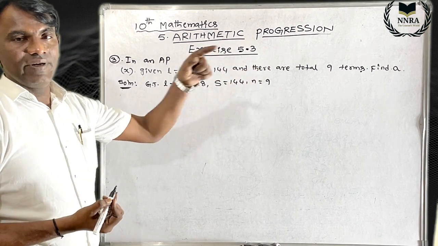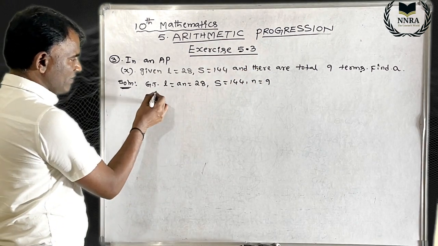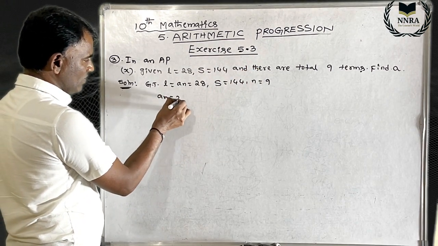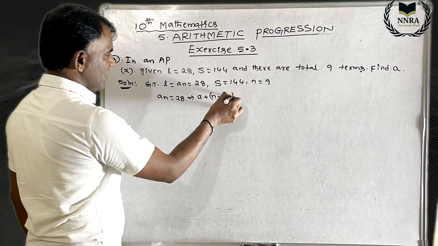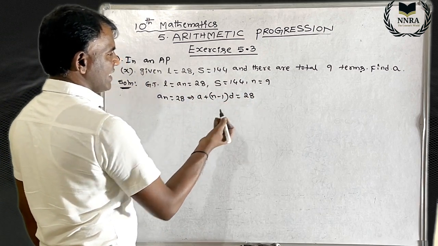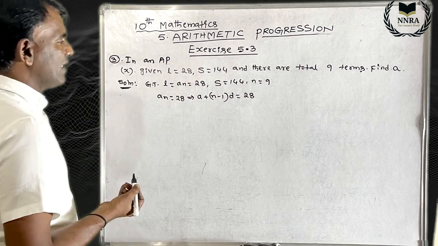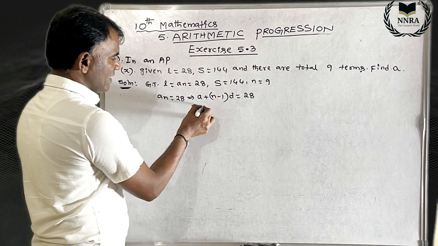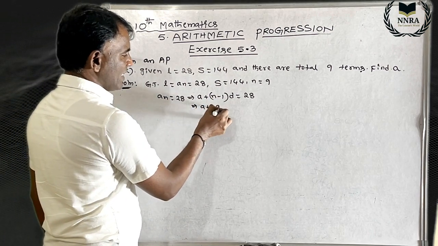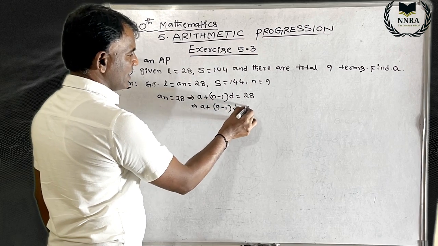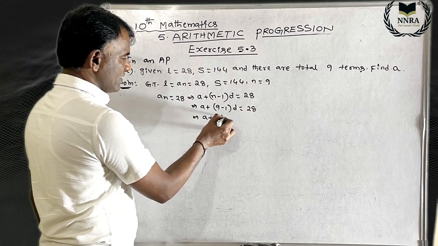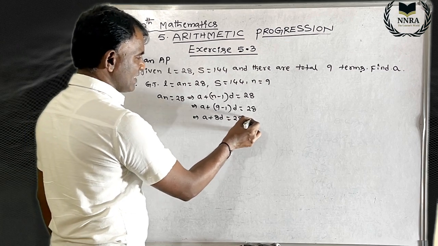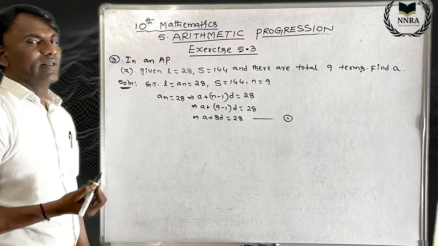Now we find a value. So again I am taking this An equal to 28. That can be written as a plus n minus 1 into d equal to 28. Now n value is given, right? Now substitute that: a plus 9 minus 1 into d equal to 28. That is a plus 8d equal to 28, and it is equation number 1.